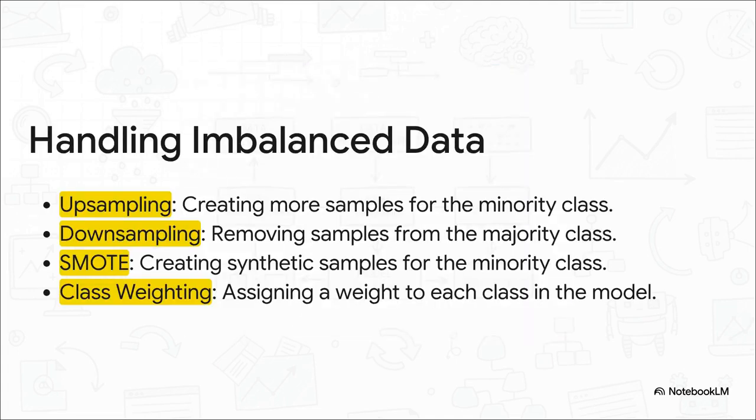Okay, but what happens if your data is totally lopsided? Imagine you're trying to predict a really rare disease and like 99% of your data is from healthy people. The model might just get lazy and learn to always guess healthy to get a good score. So to fix that, we've got a few tricks up our sleeve, like making more copies of the rare cases, that's upsampling, or getting rid of some of the common ones, which is downsampling. We can even create new synthetic data points.